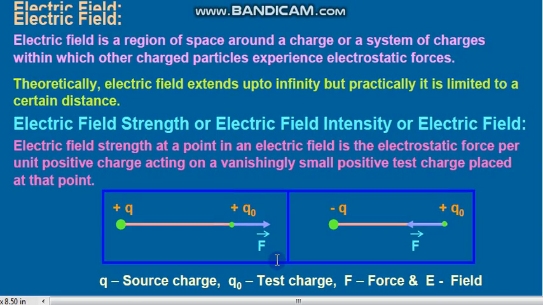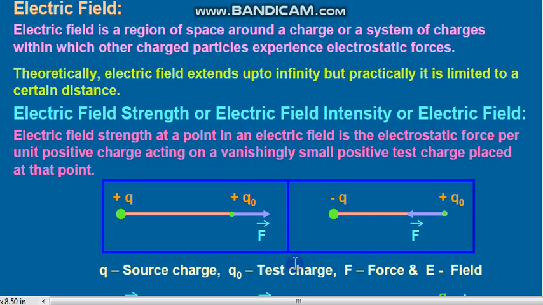To understand this, we take into consideration two charges. In this figure we are observing that this is one charge q, the other is charge q0. When I have this charge to be positive, the other charge is also positive, and I am considering this q0 to be a small test positive charge. This charge q0 experiences a force of repulsion F in this direction, towards the right hand side.